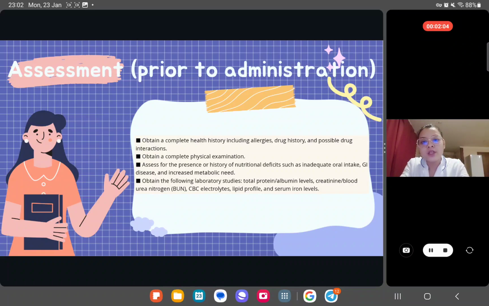Also, obtain the following lab studies, which are total protein or albumin levels, creatinine or blood urea nitrogen, BUN, CBC, electrolytes, lipid profile, and serum iron levels.